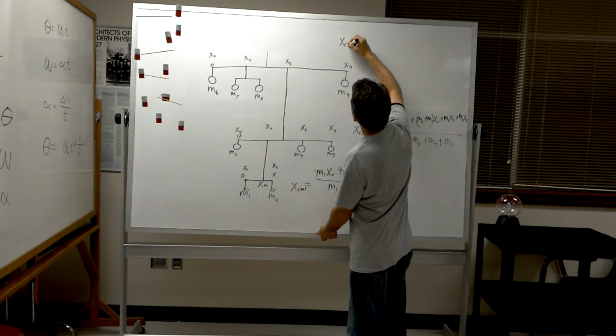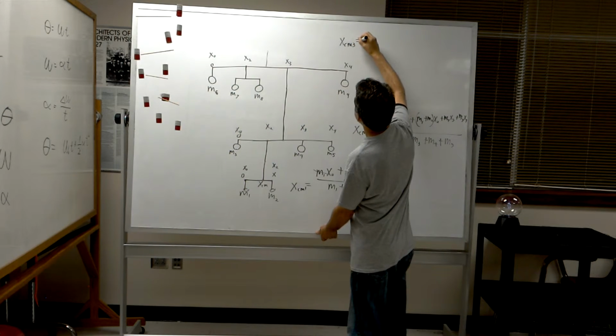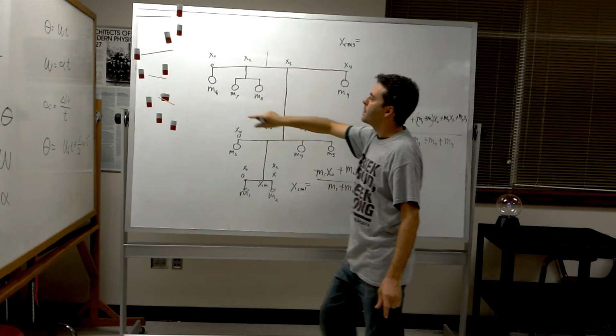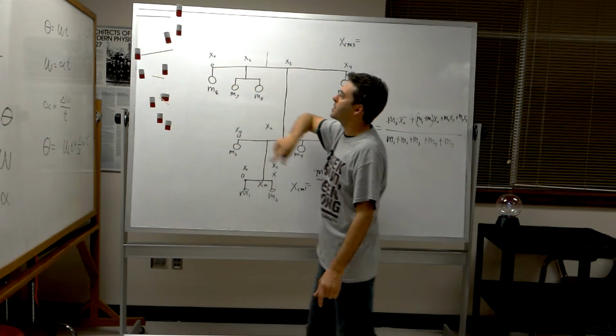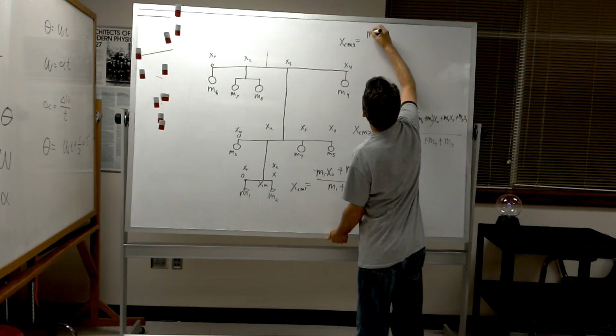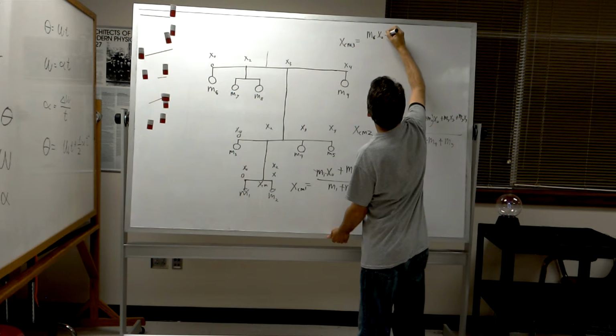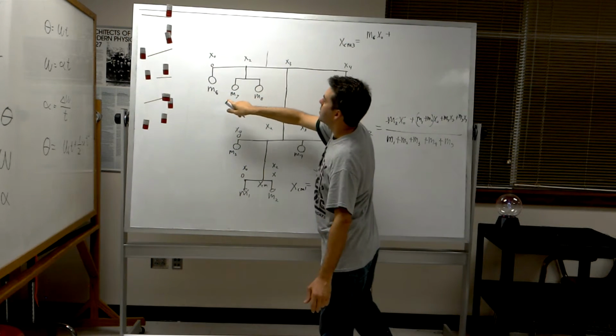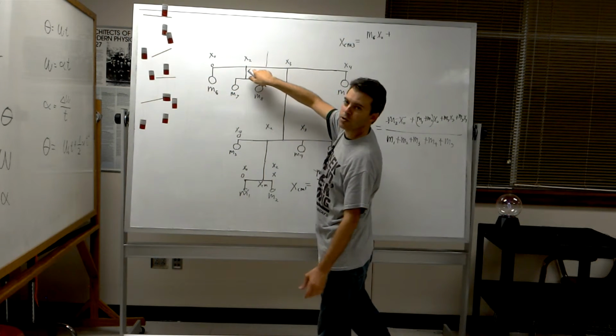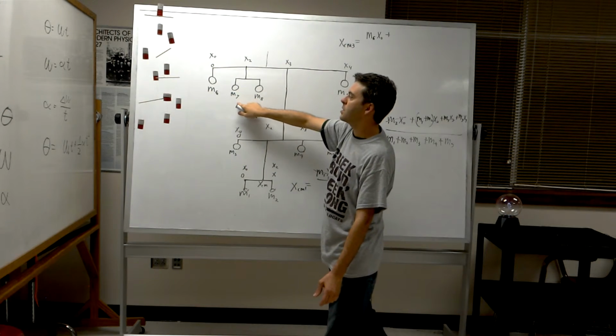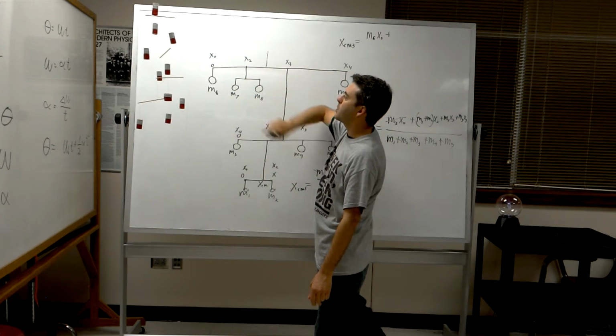X, center of mass number 3, is equal to M6 multiplied by X of O, plus M7 plus M8 multiplied by X2. I have to add those together in parentheses and multiply by X2.